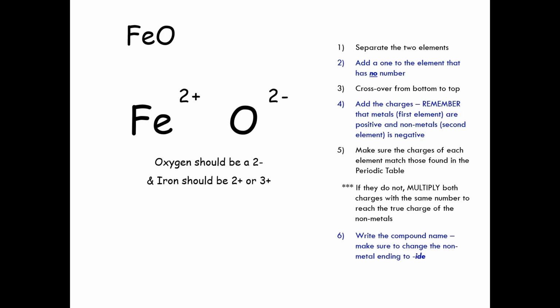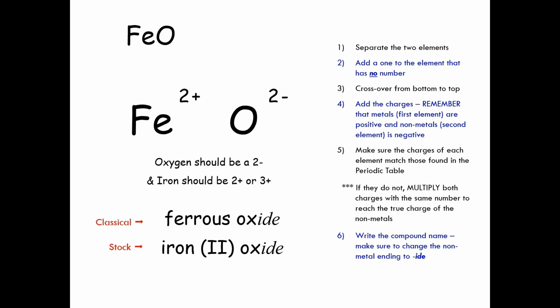And so I can move on to rule number 6. Write the compound name. And so because iron has a low charge and a high charge, and its low charge is 2 positive, I know its classical name will have the ending OUS. And so the classical name for this compound is ferrous oxide. The stock name will be iron II oxide, or the Roman numeral 2 to indicate a 2 positive charge.